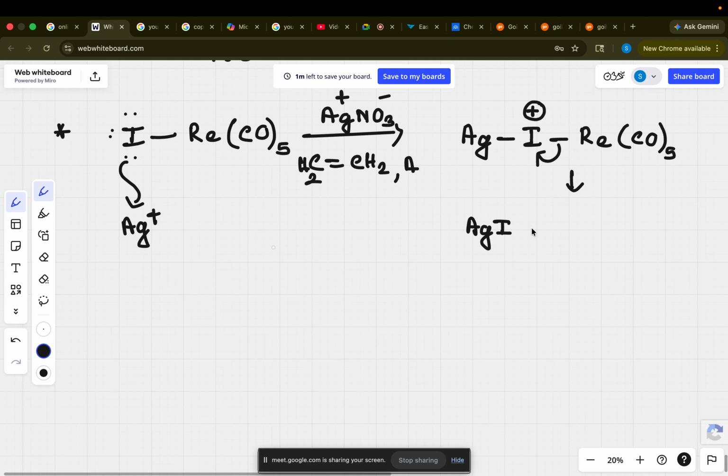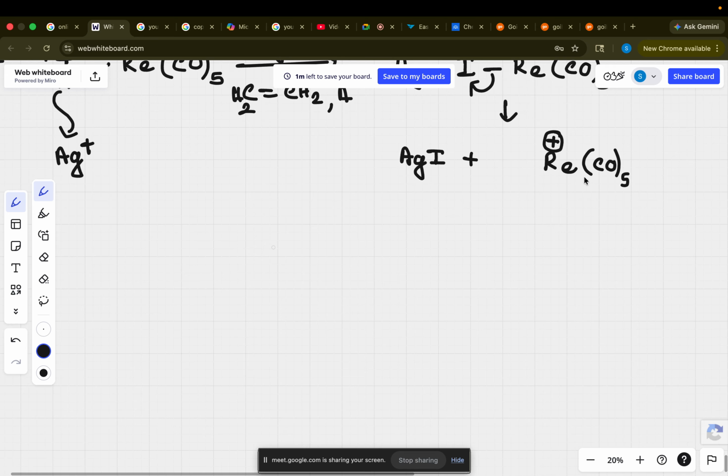This salt you are getting, and the rhenium will get which charge? On this rhenium center, which charge will be left? Positive charge will be left. So that is the scenario, right? Now you can see how many electron system it is. Rhenium means you have 7 electrons. From 5 carbonyls you will get 10 electrons, and for the positive 1 charge you will get minus 1. So I have only 16 electrons here, right? Here I have 16 electrons.